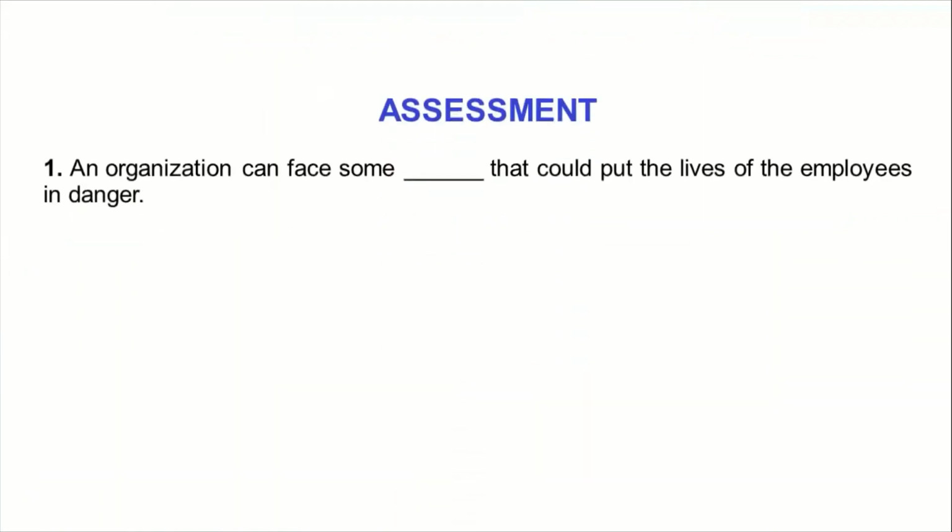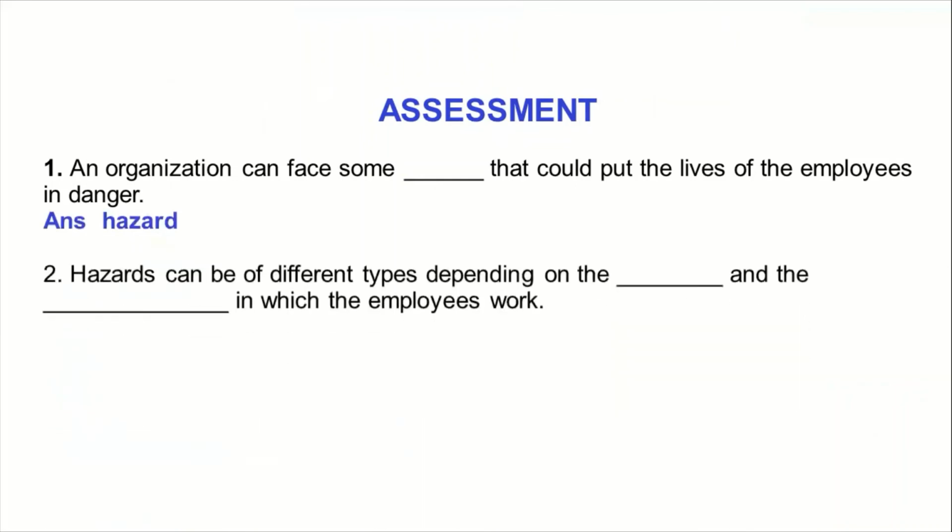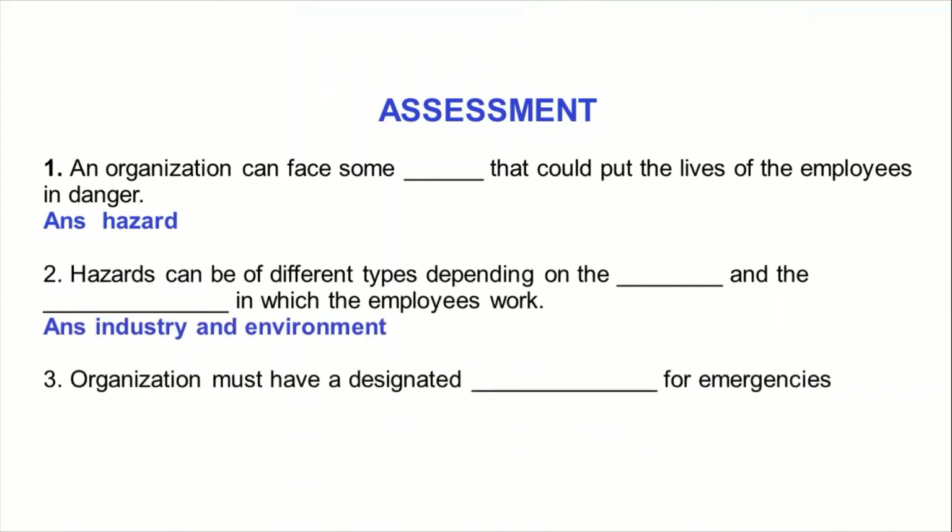Now, some fill in the blanks. An organization can face some dash that can put the lives of employees in danger. Hazards. Hazards can be of different types depending on the dash and dash in which the employees work, depending upon the industry and environment. The organization must have a designated dash for emergencies. Assembly point. So that was all for your topic.